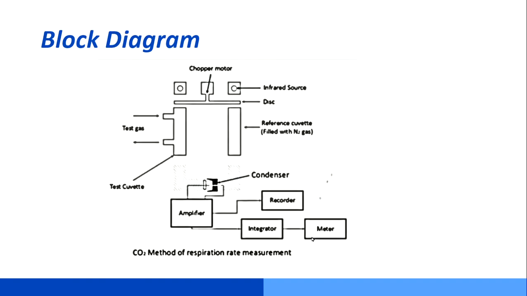The next one is the block diagram. Here the chopper motor is used to open or close the disc placed here, and the infrared source is passed to the cuvette. The cuvette is a container filled with nitrogen gas. Here a condenser is placed, which contains a metal plate capacitor for storing the loss of heat energy, that is vapor, and this condenser is used to change the vapor into liquid. The detector converts it into an electrical signal and amplifies it to produce the output.